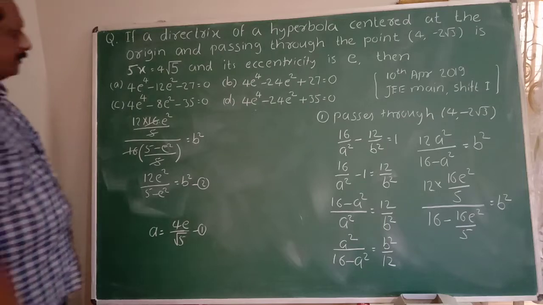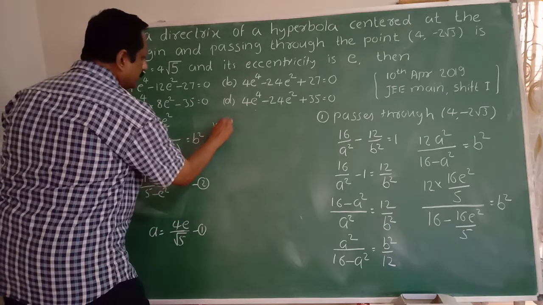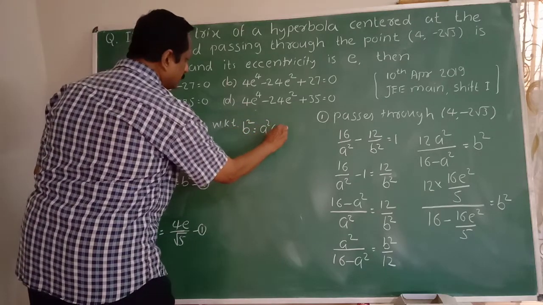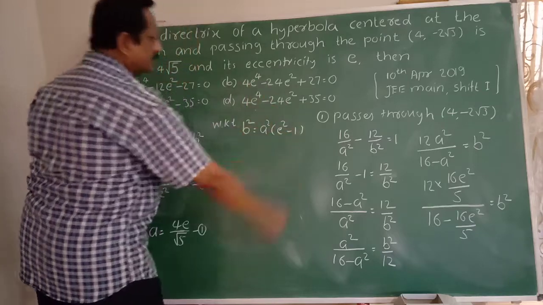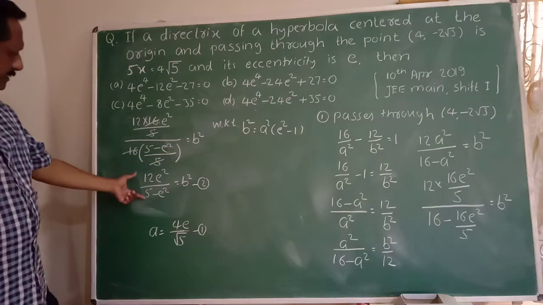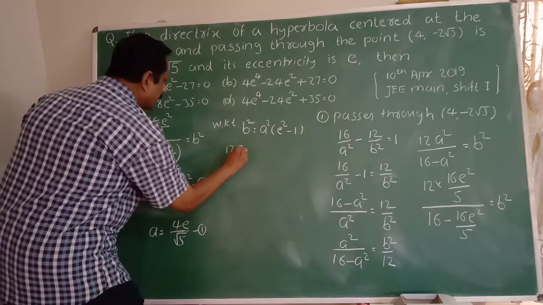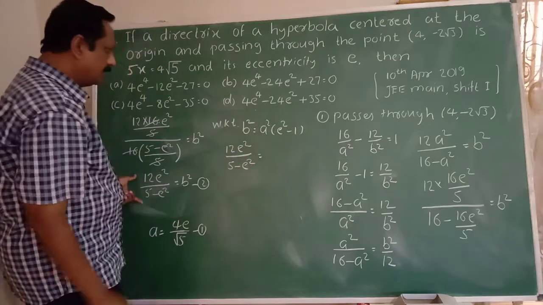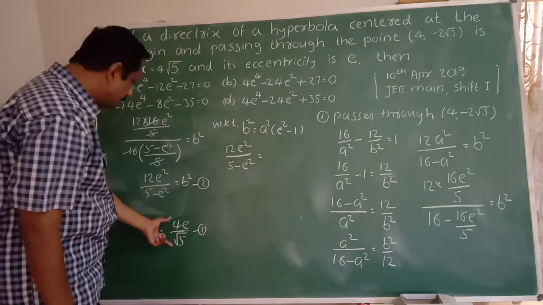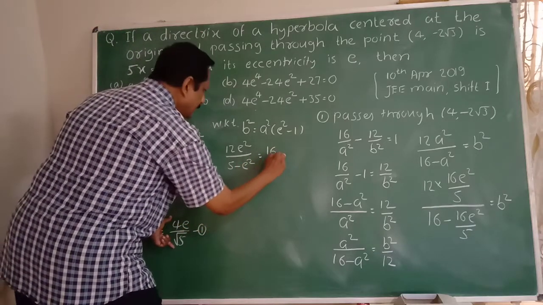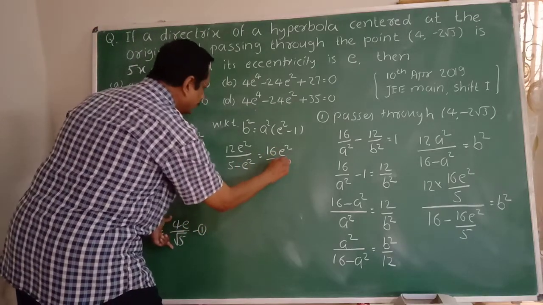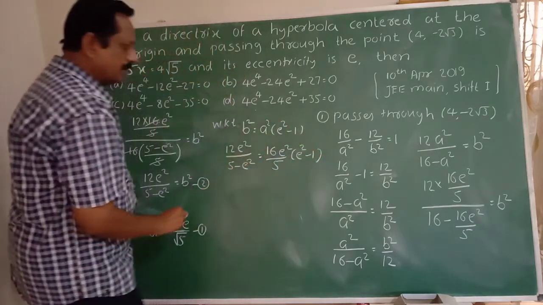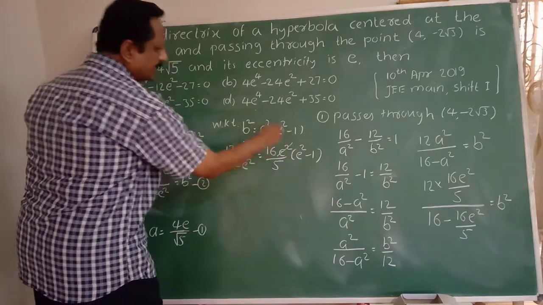Okay. So we know that according to the hyperbola, b² is equal to a² into (e² minus 1). This is a formula here. So b² is this here. So 12e² divided by 5 minus e² is equal to, and a² is there. So a² means 16e² divided by 5, into (e² minus 1), keep as it is here. Then e² and this e² get cancelled here.